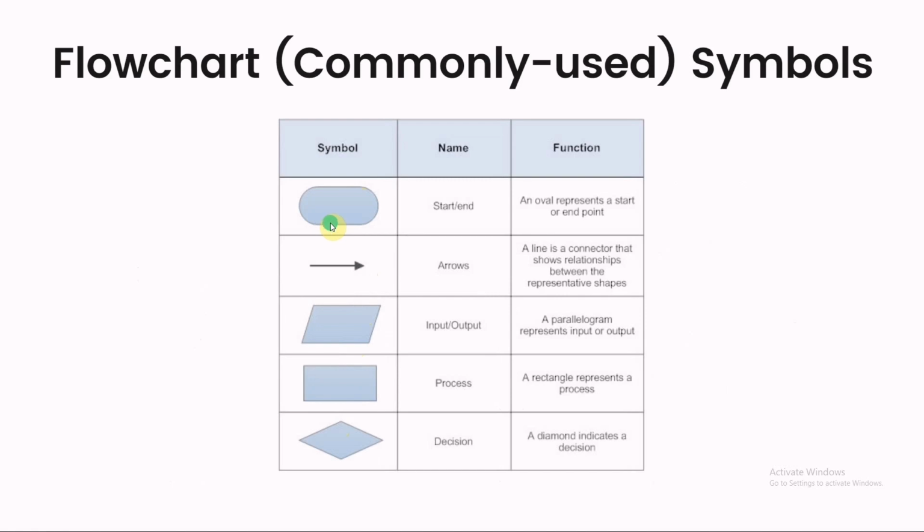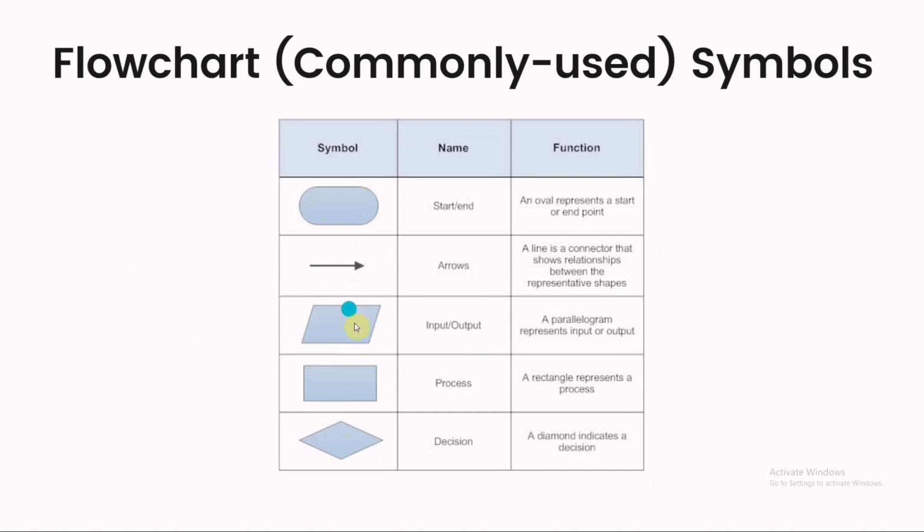So start and end naton is represented by this oval representing a start or end point. And then we have arrow, no? So arrows are your connectors. It shows relationship between the representative shapes. So not only connector but also gina-point niya kung diin nga pakadto ang flow na sa aton nga flowchart.